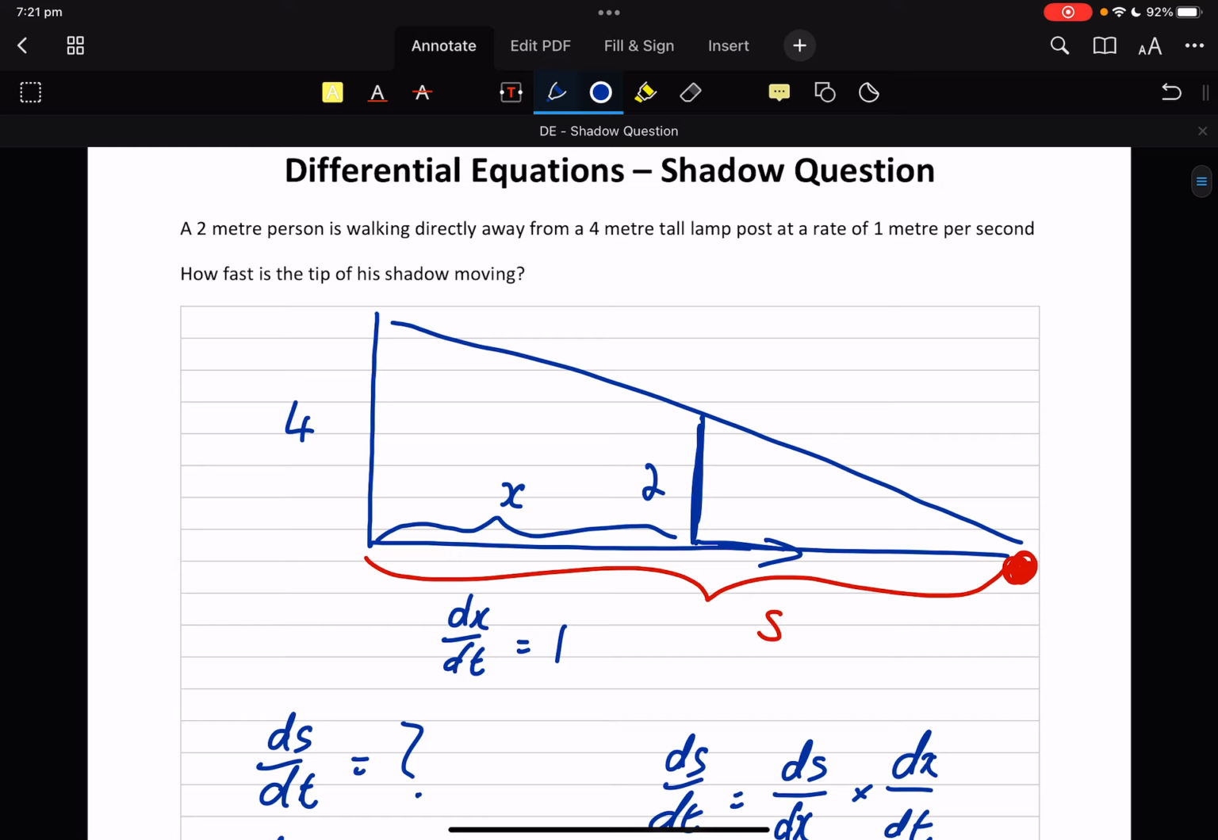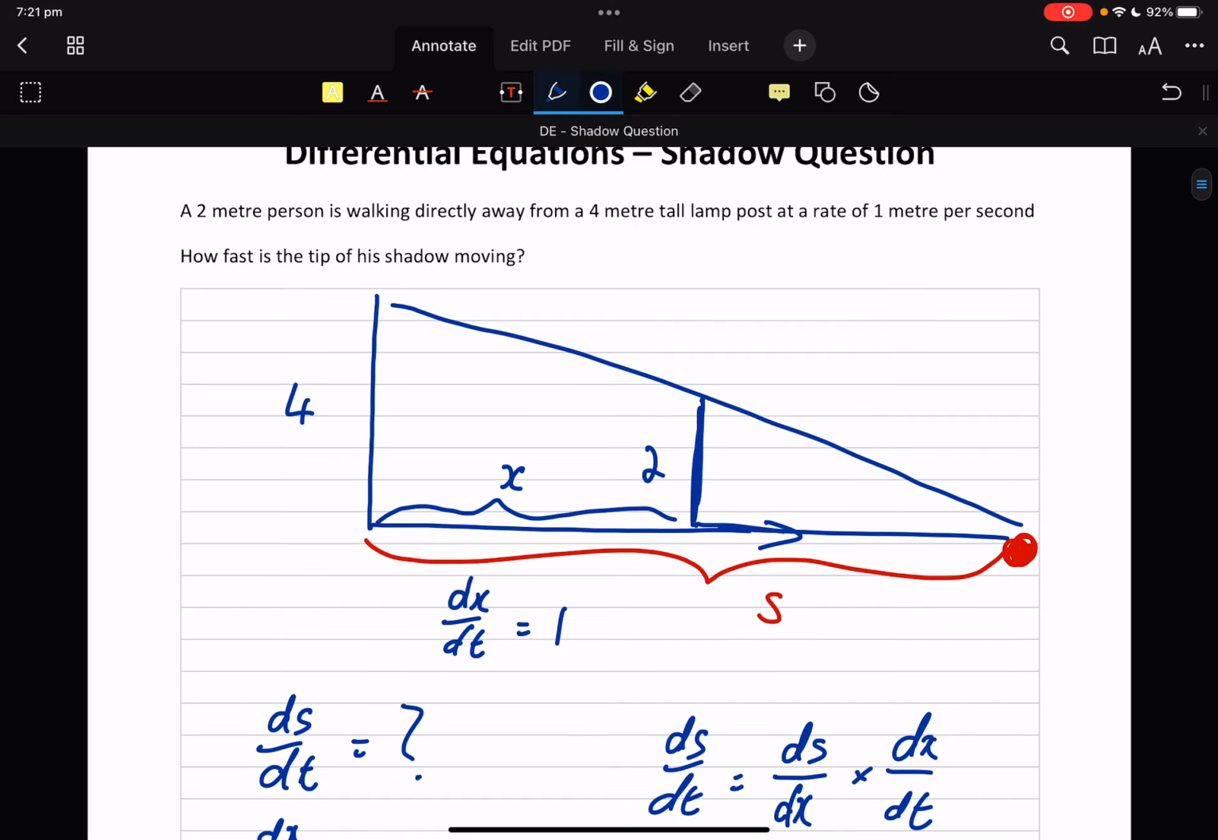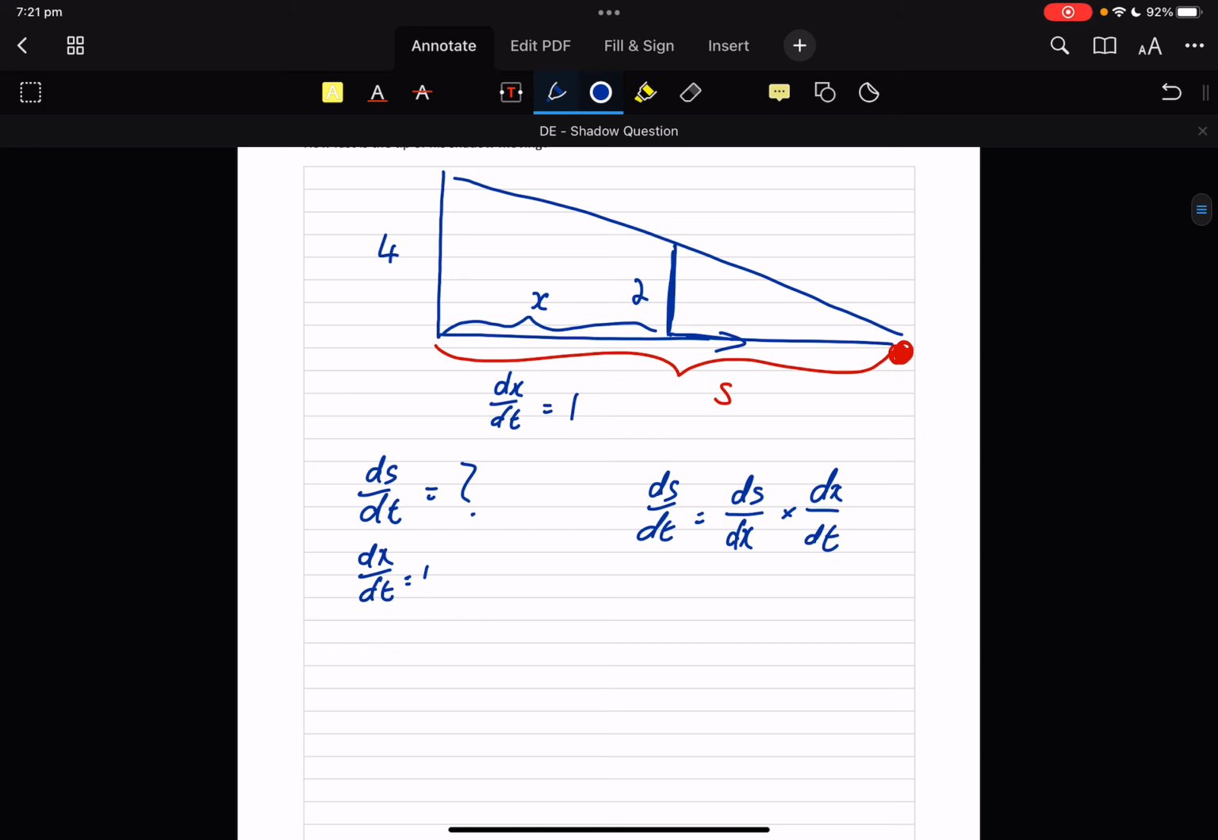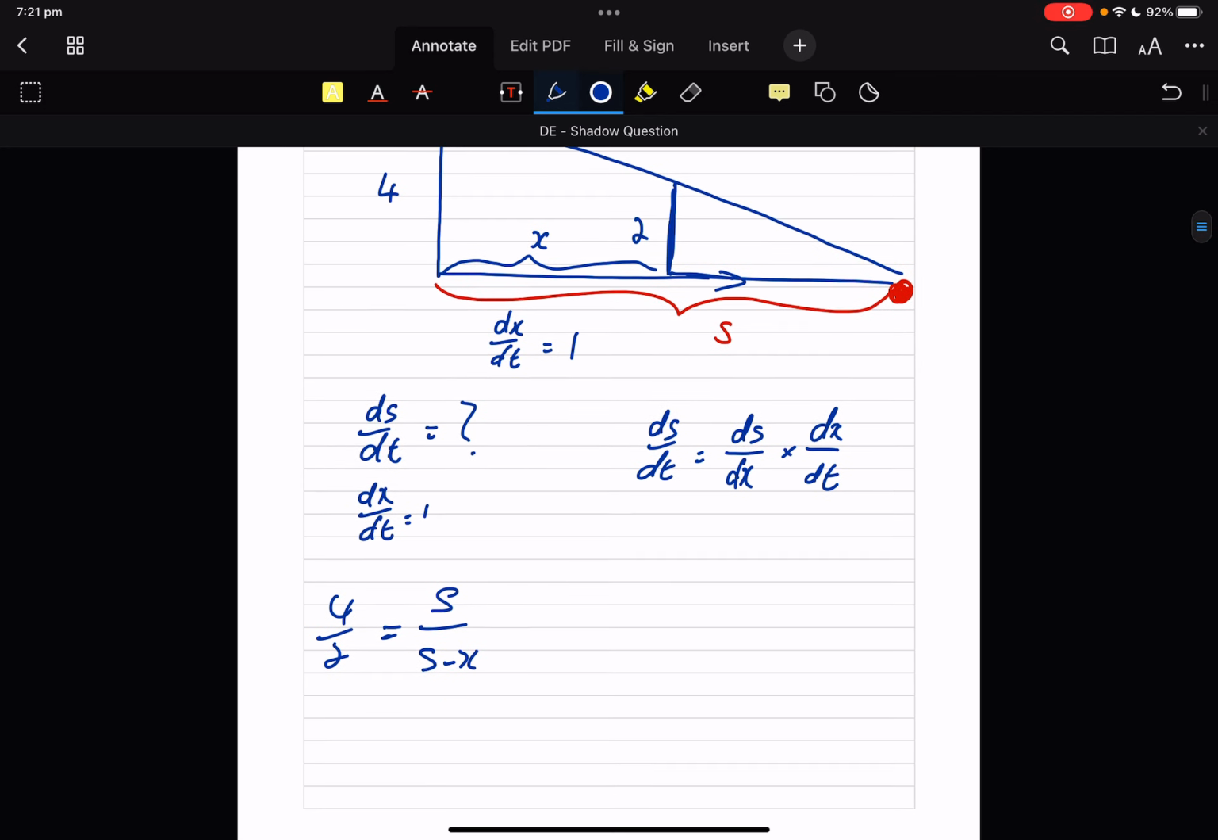So that's grade 9 similar triangles, big over small. So let's look at big over small. 4 on 2 equals big S on small. Now remember, small's up here. So small will be S minus X. And I've just got to simplify that. So that'll be 2S minus 2X. Let's get the S equals 2X.